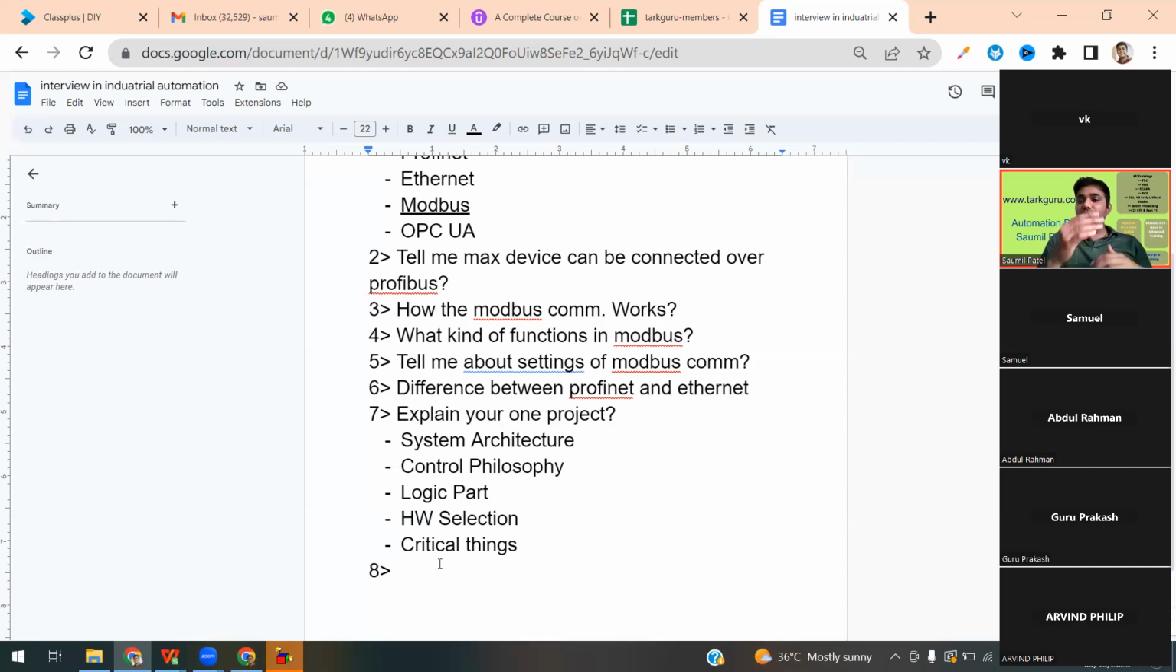Okay. So these are the major topics the interviewer asked you. If you need to crack the interview, definitely you need to prepare this kind of topics. And please mention the critical things you have developed in your project that you need to explain by yourself. There is an intentional thing you need to explain to the interviewer.